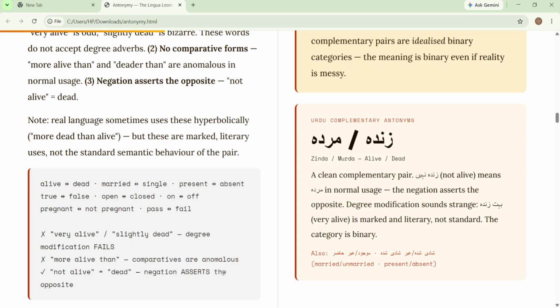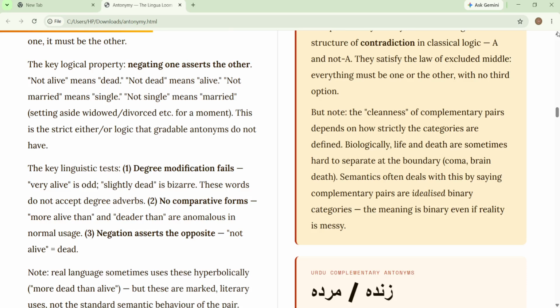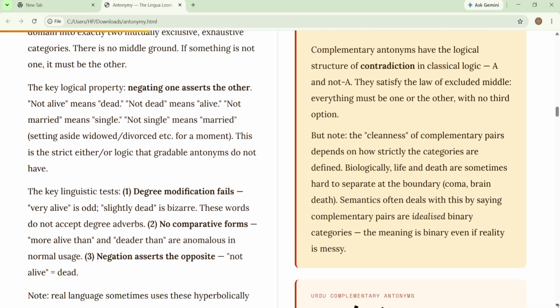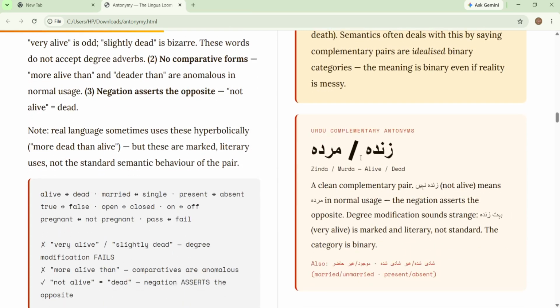So these are some of the examples. You can read them: alive, dead, single, married, these kinds of situations. And the Urdu example, zinda murda, alive, dead, is the same as in English.